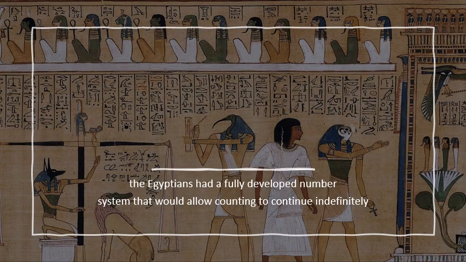So, this is a picture of hieroglyphs. This actually has a story to tell. All those pictures are a recording of certain things. So the Egyptians, they had a fully developed number system that would allow counting to continue indefinitely. So what does it mean, indefinitely? Meaning that they can go to a very, very large number, which other cultures, other civilizations did not have.